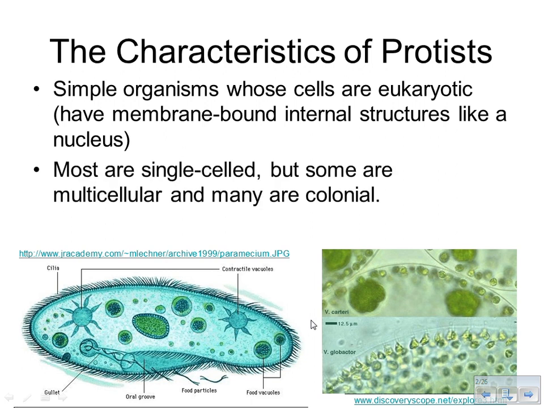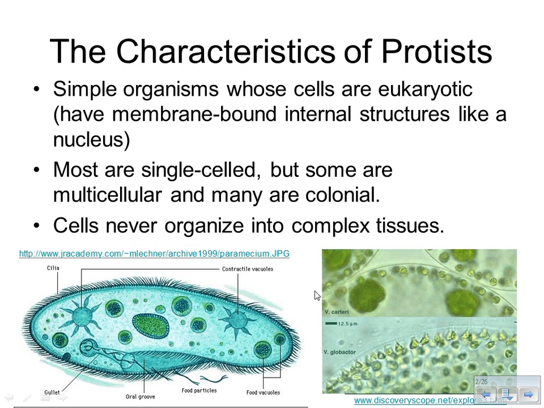They're almost always single-celled. You have some that are multicellular and some that are actually colonial. What that means is, if you see this picture down here, all these small cells are individual cells of Volvox, and they like to organize themselves together into these funny spheres that they run around in. So it's basically a single-celled organism that prefers to live in a group. The other thing that's important about protists is that their cells never organize into complex tissues. They're always very, very simple in their organization.